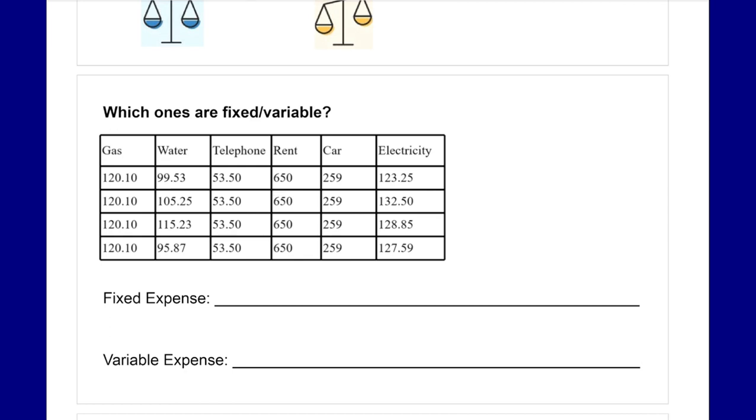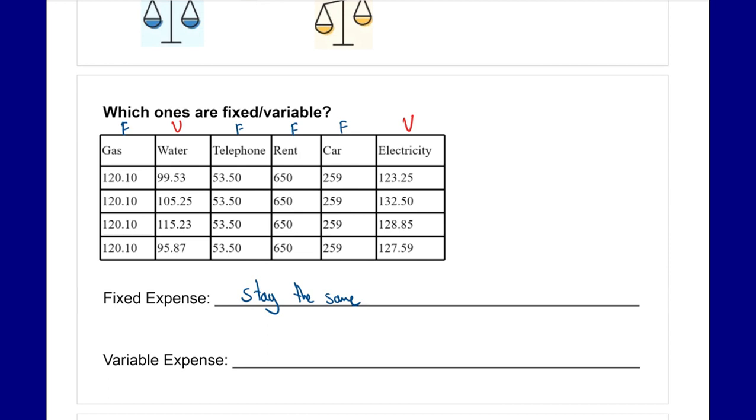And if it helps, let me do this. So gas is fixed. Telephone is fixed. Rent is fixed. Car is fixed. Water is variable and electricity is variable. Does that make it better? Does that make it easier? So if we're looking at these, what do we notice about all the fixed ones? Well, in this case, fixed expenses, they stay the same.